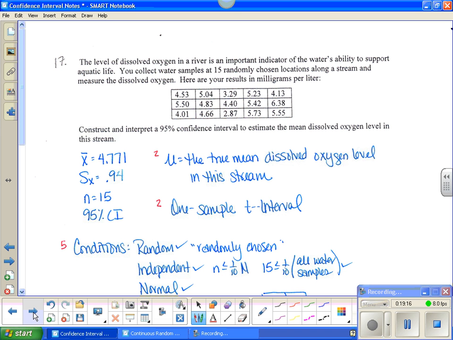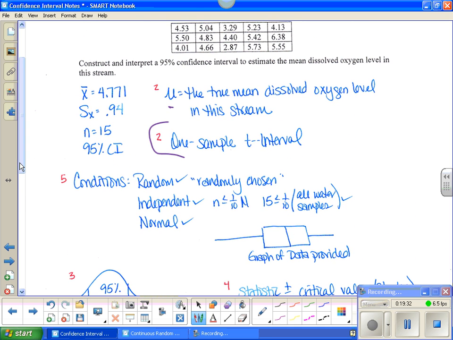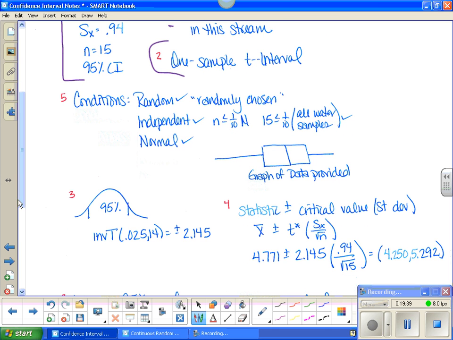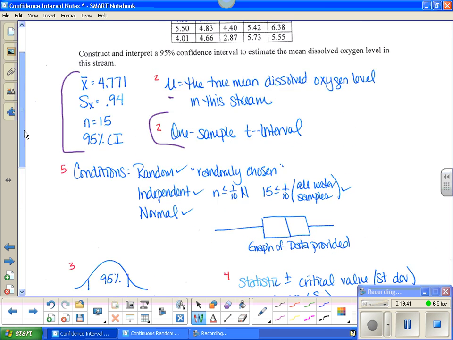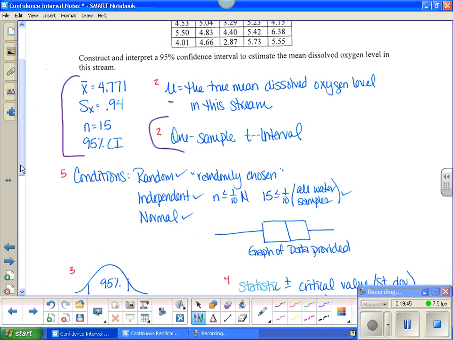This is the level of dissolved oxygen in a river for the fish. Everybody remember that? Construct a 95% confidence interval. So this is a one sample T interval because these are what? Averages. I defined my mu. I typed my data in and got this. Right? L1, one variable stats. My conditions, he is not central limit theorem. Because I only have 15 samples, so look what I did.